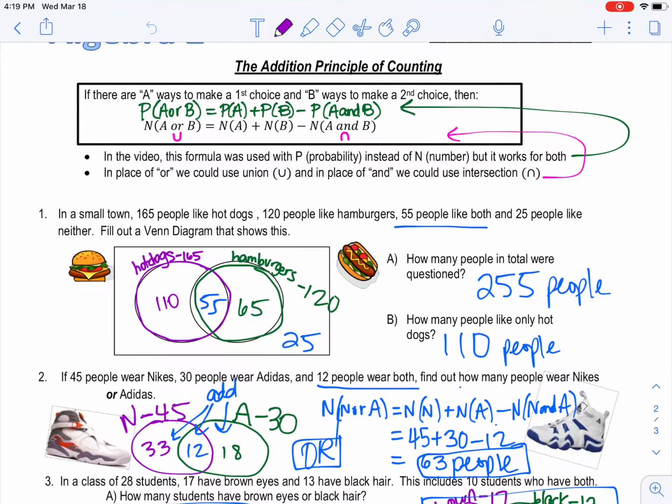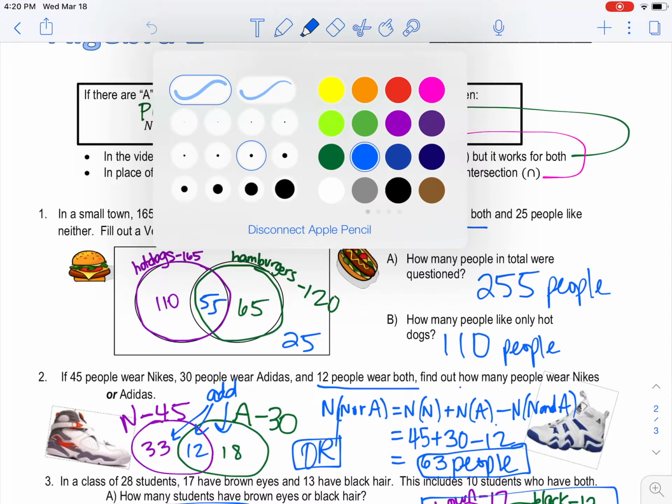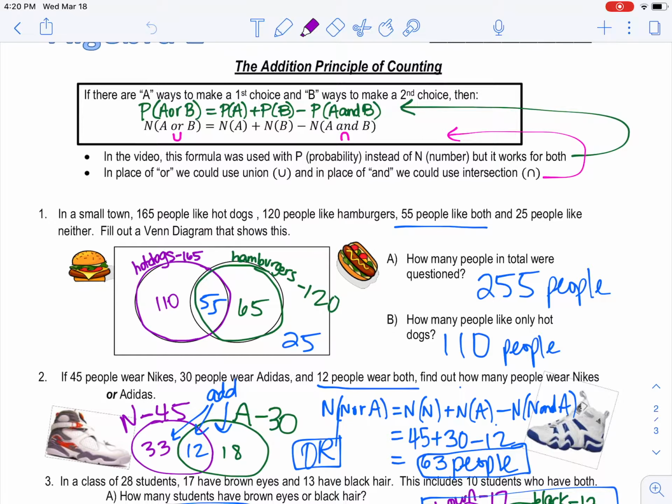So for this first one right here, it says in a small town, you got 165 people like hot dogs. What you have to realize is that this entire circle right here, the whole circle, represents the number of hot dogs, right? Since 165 people like hot dogs, that entire circle has to add up, including the intersection.